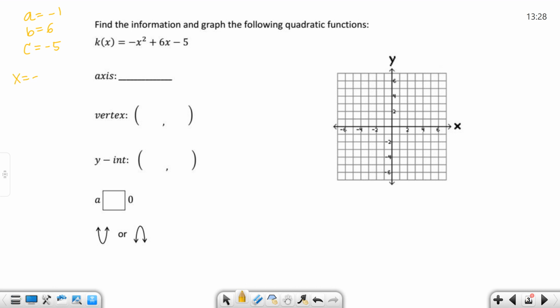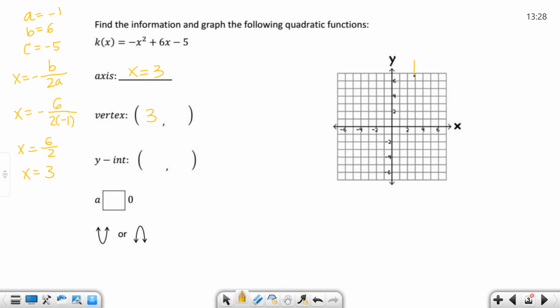So x equals -b over 2a. X equals negative, and b is 6 over 2 times -1. So again, I have two negatives here. So 6 over 2, and it's positive. Two negatives make a positive when you're multiplying and dividing. So x equals 3. That's my axis of symmetry. So my vertex has a 3 for the x.